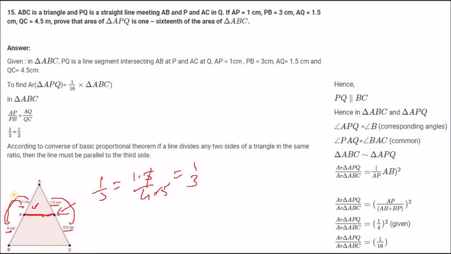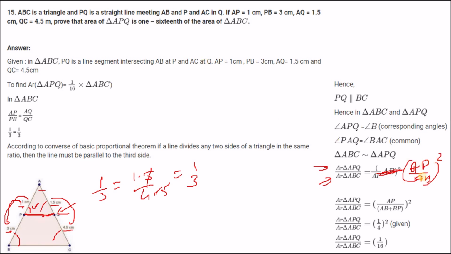When this is parallel, this angle will be equal to this angle, and this angle will be equal to this angle, and this is common. So the above triangle, APQ, is similar to the main triangle ABC. Now when these are similar, we can take the ratio of the area. So area of APQ, the smaller triangle, and area of ABC, the larger triangle, will be equal to AP by AB whole square, right?